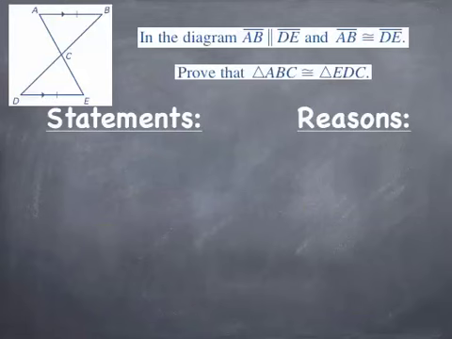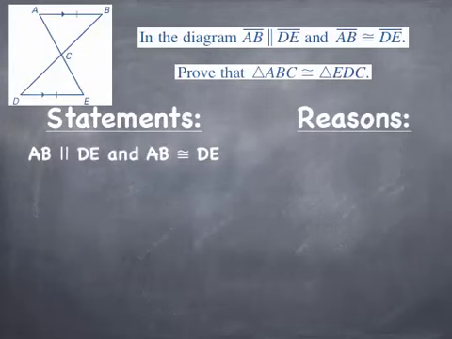The next example says in the diagram, segment AB is parallel to segment DE, and segment AB is congruent to segment DE. We are asked to prove that triangle ABC is congruent to triangle EDC. First, let's start with what we're given. So I'm going to rewrite that AB is parallel to DE and AB is congruent to DE.